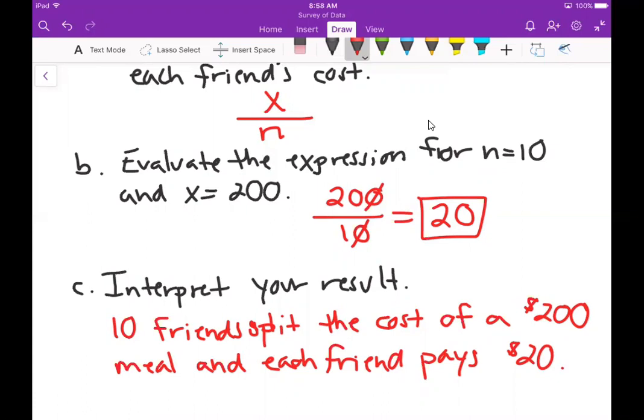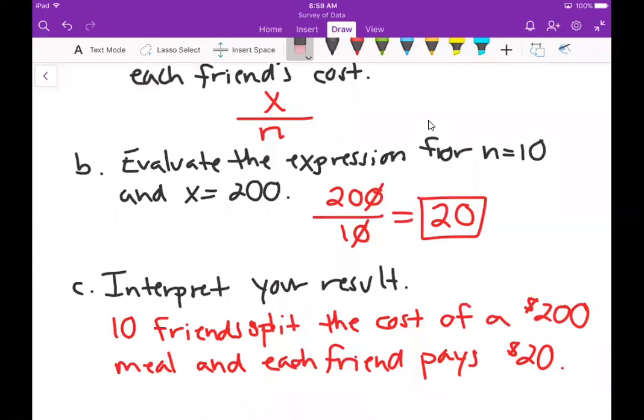Always go back and think about what you just did in the context of the problem and make sure it actually makes sense, right? If you had accidentally flipped x and n around, then part B would have been a good double check. You would have been trying to take 10 divided by 200 and you would say, maybe that doesn't make sense. Maybe we couldn't buy a meal for 200 people that only cost $10, right? So maybe something is going on here and I've messed something up somewhere.